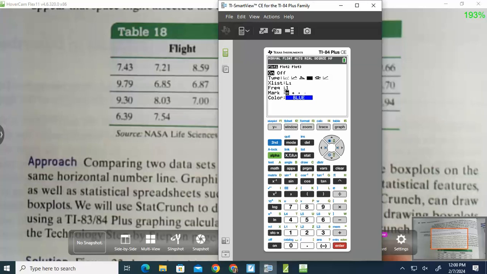Did everybody get this one set up? I know you want to get there. Second, and then the y equals, just like when we were doing histograms. And then you turn it to the box thing. You'll have to turn it on. And then we want that one first. This one?